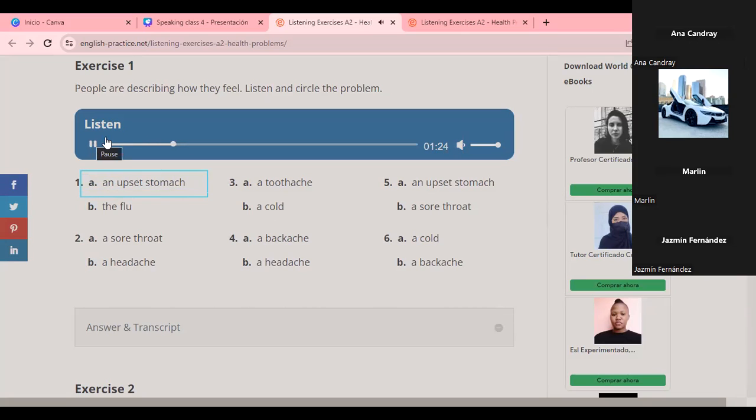2. This pain in my head is terrible. Let me get you some aspirin. Thanks. That's just what I need.